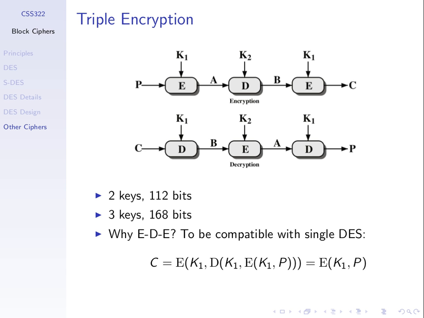If we decrypt that ciphertext with the same K1, we'll get the original plain text. And if we encrypt that plain text with K1, we get some ciphertext. The idea is that we have triple DES. If we want to use triple DES, use two different keys or even three different keys here. With the same code or the same hardware, to get back to the original single DES, just use the same value of the key here.